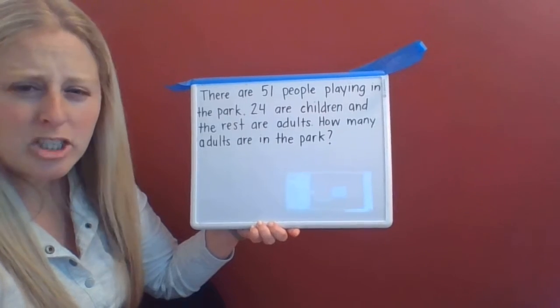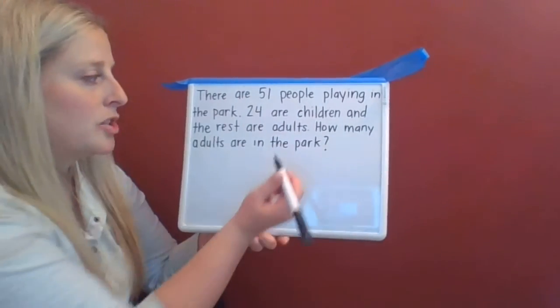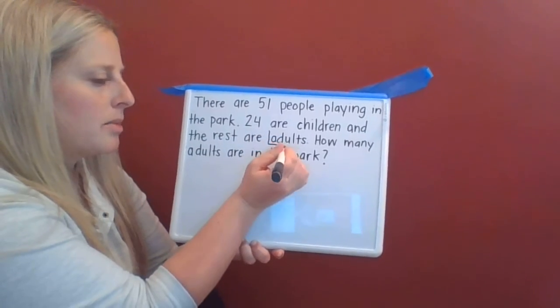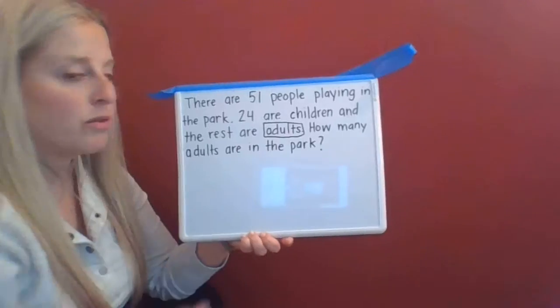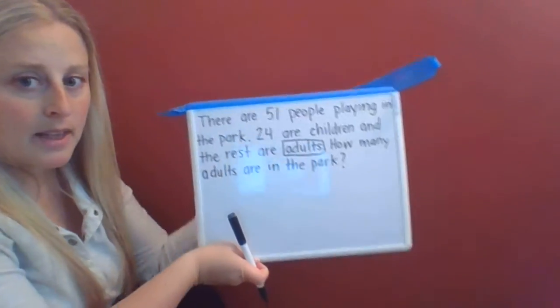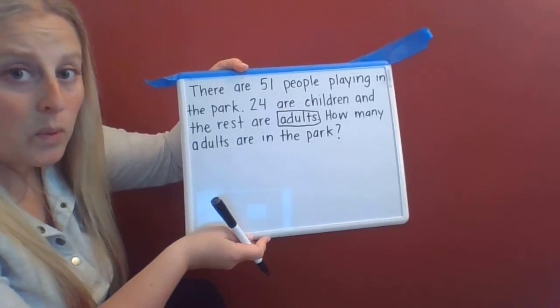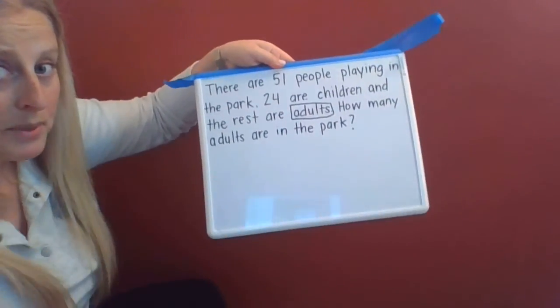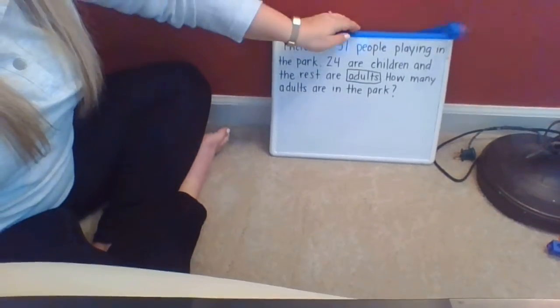All right. What are we trying to find? That's right. We're trying to find the number of adults in the park. I like to figure out what it is we're looking for before we get started. Go ahead and pause and figure it out yourself and then come back. Or if you're ready, follow along with me as I solve it with my cubes.